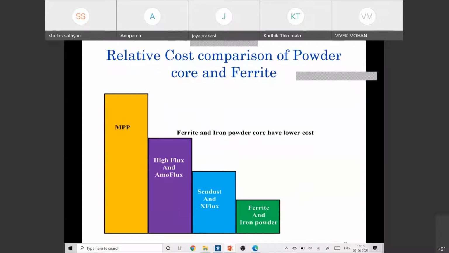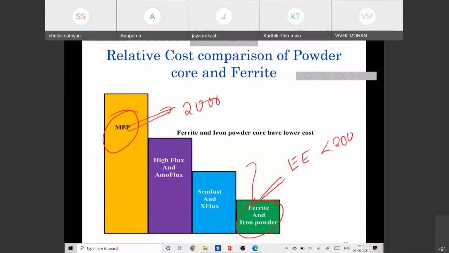When it comes to cost, the ferrite and iron powder cores are available at a cheaper price, whereas the MPP core is costly. For example, for a double-E ferrite core, you may get a complete pair for less than 200 rupees. The same size MPP core, you may have to pay around 2000. That is a 10 times price difference. That might be the reason in our country the ferrite and iron powder cores are more popular than the MPP core, even though it has better characteristics.